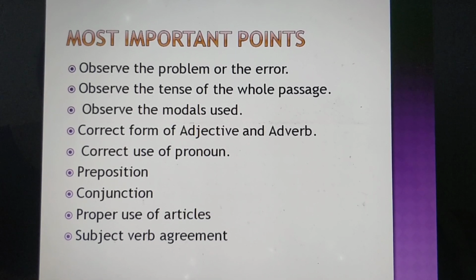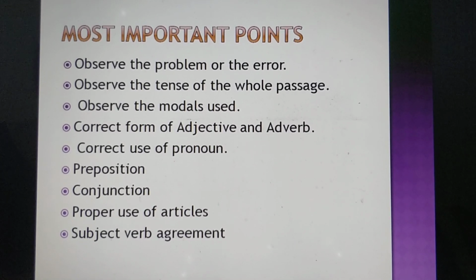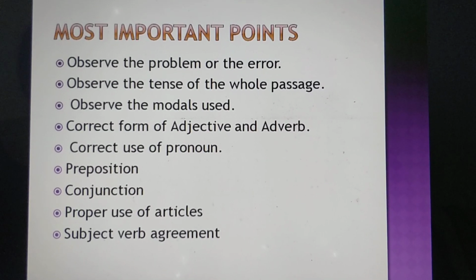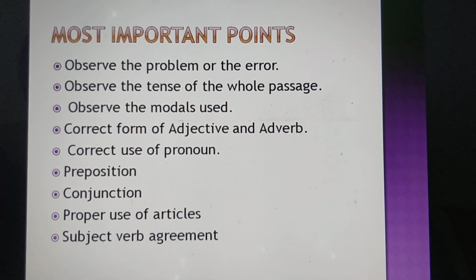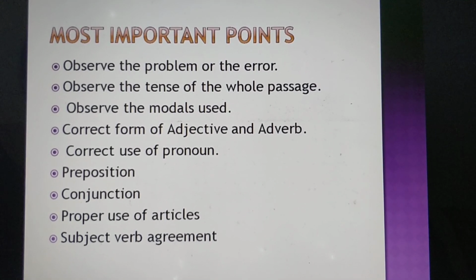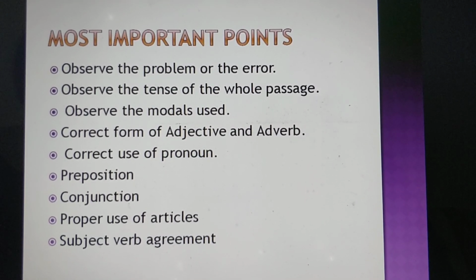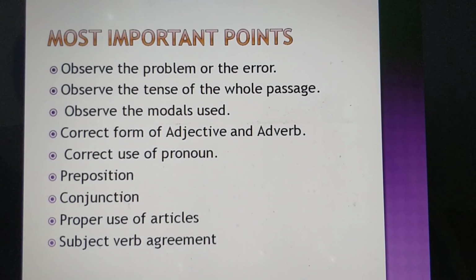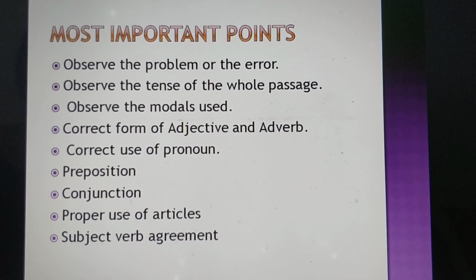First of all, you have to observe the error that is given in this passage. Then you have to observe the tense of the whole passage, in which tense it is written, and it should not be that one line is in present tense, other is in past tense, other is in future tense. Normally the whole passage is written in the same tense. Then we have to see the modals used, whether they are used in correct form or not. Then we have to see the correct form of adjectives and adverbs.